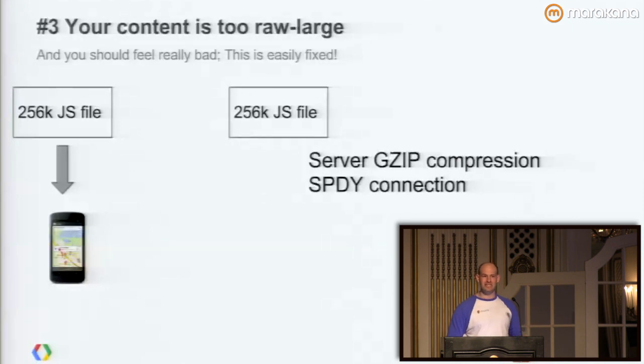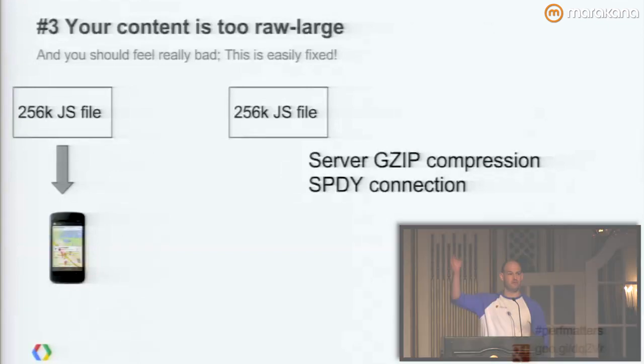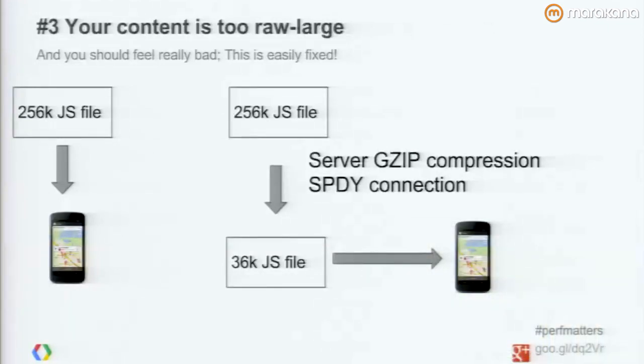It's pretty easy today with most modern web servers to enable some high data traffic protocols. For example, just turning on gzip compression, or turning on Speedy. How many people have messed with Speedy? Awesome. Turning on gzip compression in Speedy is analogous to sending a 36K JavaScript file to these clients.